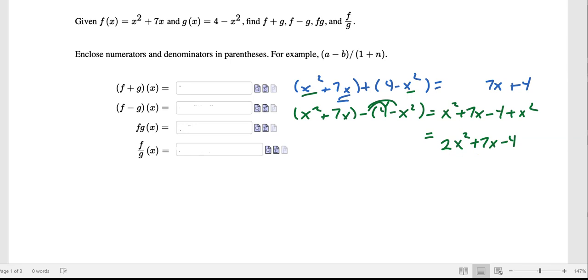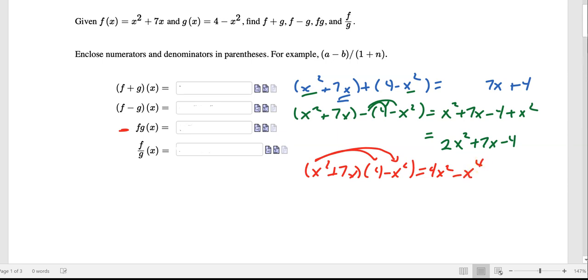And then for the product, when I multiply these two things, we're going to have x squared plus 7x times 4 minus x squared. And we just need to use our distributive property, right? So x squared times 4 would be 4x squared. Then x squared times a negative x squared would be a negative x to the 4th. So remember, when you're multiplying these variables that have exponents, you just add the exponents, right? And now we have to distribute through the 7x. So 7x times 4 would be 28x, and then 7x times negative x squared would be negative 7x to the 3rd.